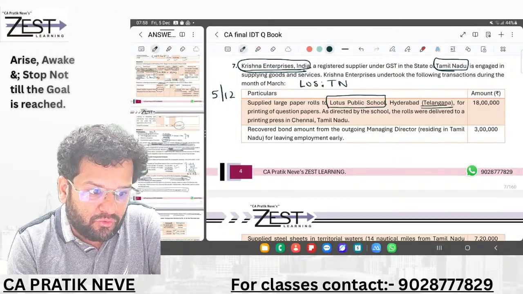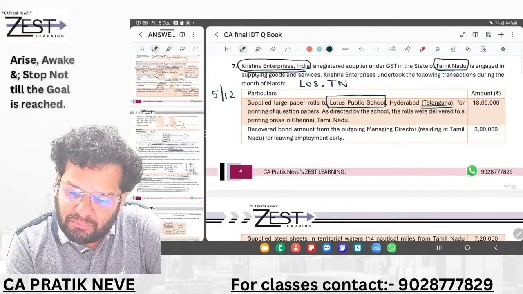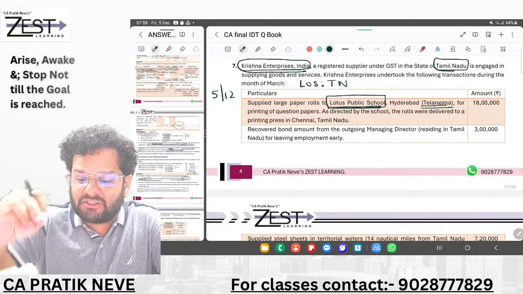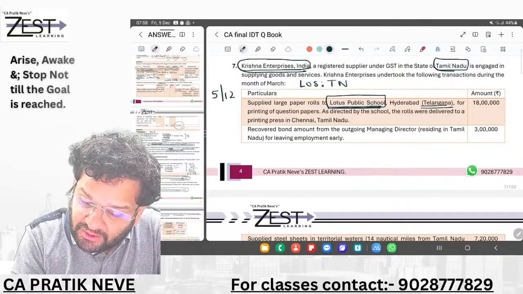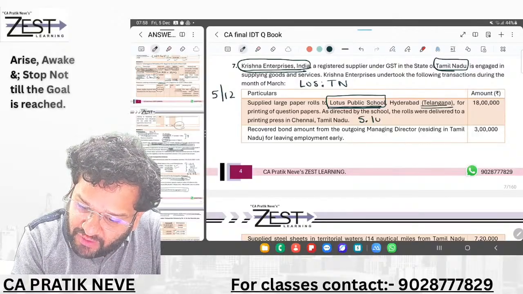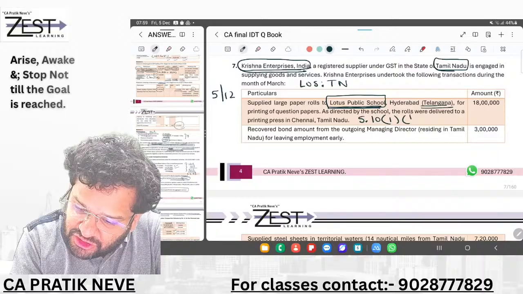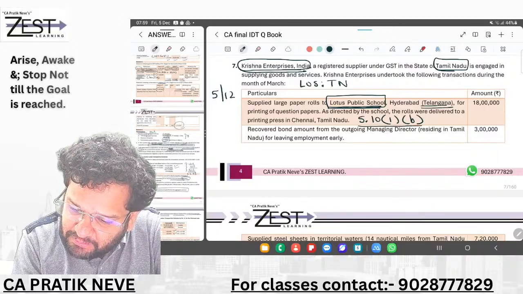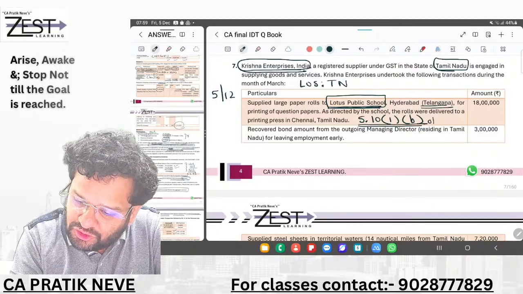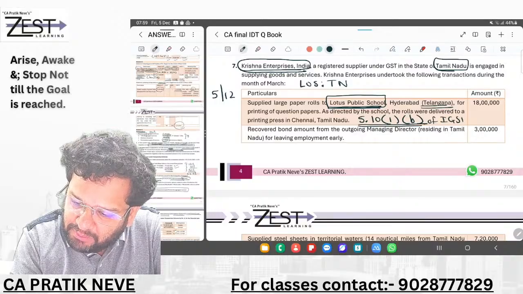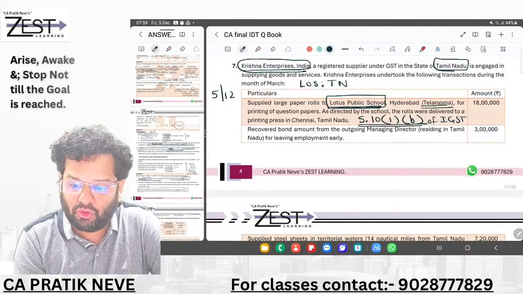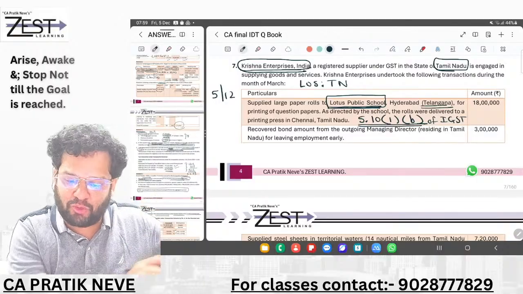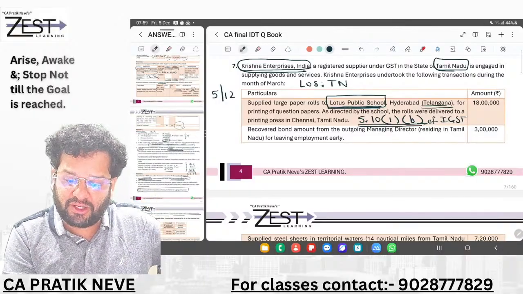Now, we supplied large paper rolls to Lotus Public School, Telangana. So friends, here to identify place of supply, section 10(1)(b) becomes applicable. Of course, of IGST Act. Place of supply provisions are given in IGST Act. So, it is bill to ship to model. Bill to ship to model means what?